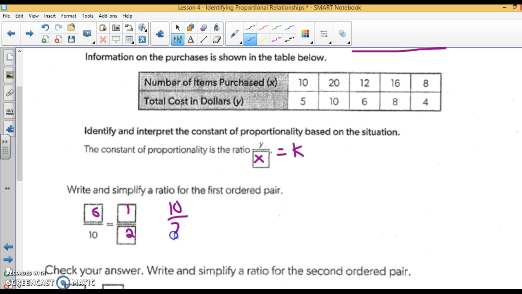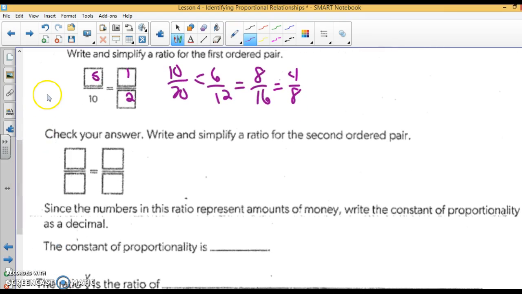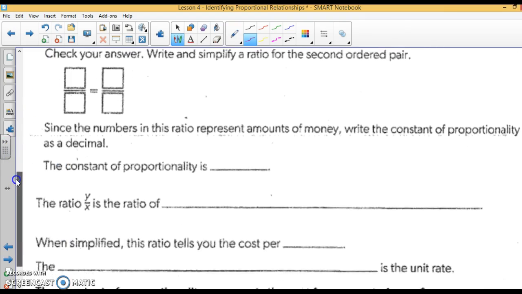Is 10 over 20, 1/2? Yes, it is. 6 over 12, 1/2? Yes, it is. 8 over 16, 1/2? Yes, it is. 4 over 8, 1/2. So the constant of proportionality is 1/2.